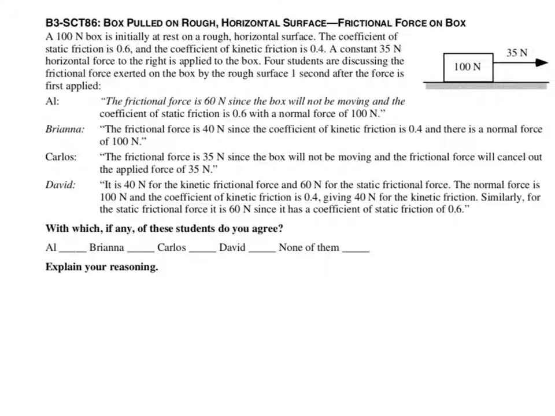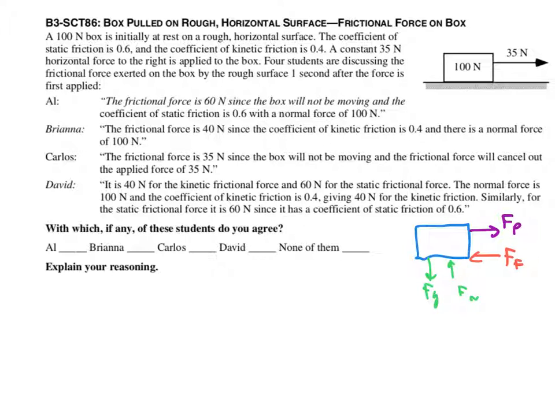is first applied. So rather than go through their statements, our first thing is maybe just draw our free body diagram and see what's going on. So here's our box, and we know, of course, that there's going to be a weight, and there's going to be a normal. There is the applied force, which I'm going to call F sub P, that's 35 newtons, and there's a frictional force which resists it, which we don't know yet.